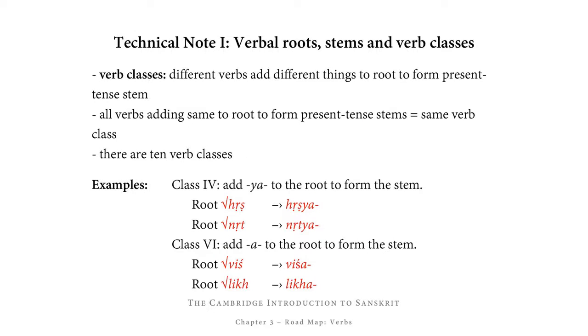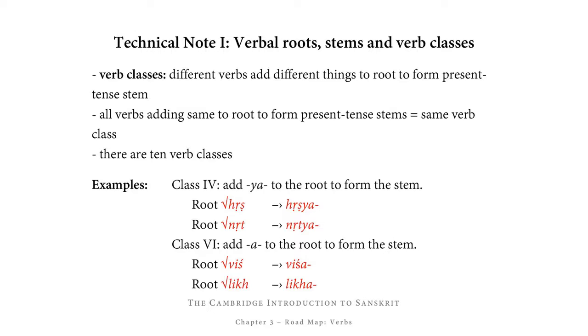Now we just saw the verbal root pat, meaning to fall or to fly, and its present tense stem pata-. In Sanskrit, different verbs add different things to the root in order to form their present tense stem. All verbs that add the same thing to the root in order to form their present tense stem are seen as belonging to the same verb class, and there is a total of 10 verb classes, so 10 different ways of getting from a verbal root to a present tense stem.